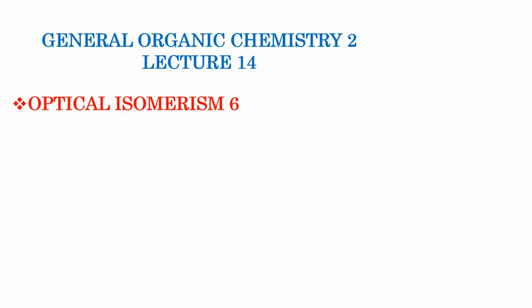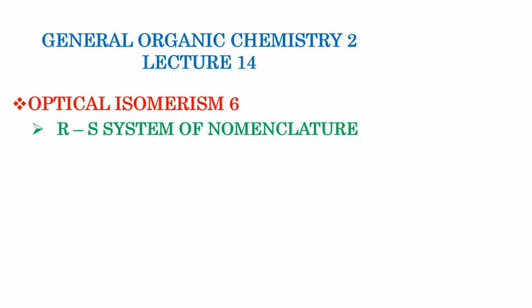So we have to name them because as far as the IUPAC naming system is concerned, both of them have the same structural formula. So to help us name those two compounds separately, we have the RS system of nomenclature. That is what we are going to learn in this lecture, how we are going to name a pair of enantiomers by this RS system of nomenclature.